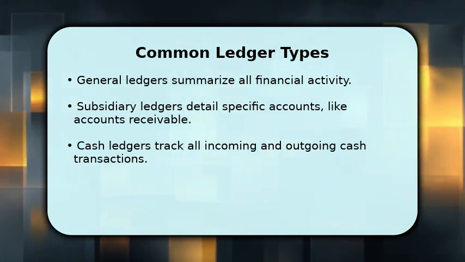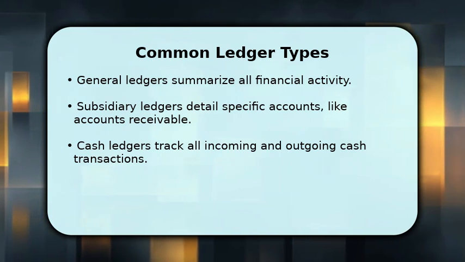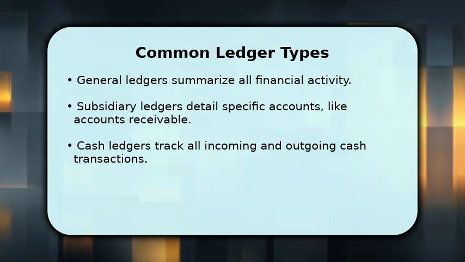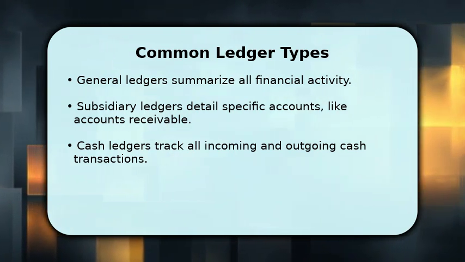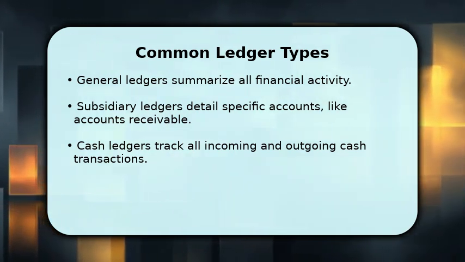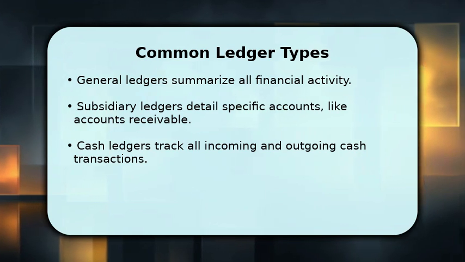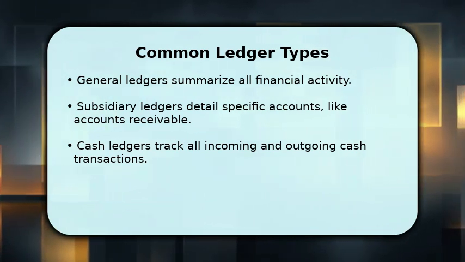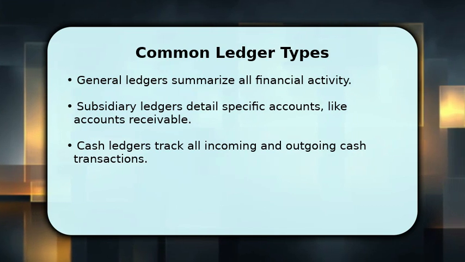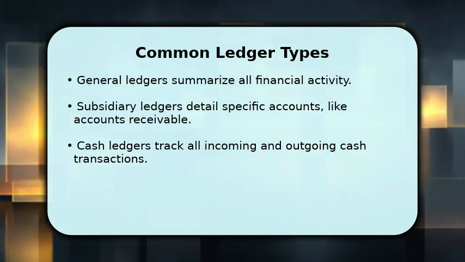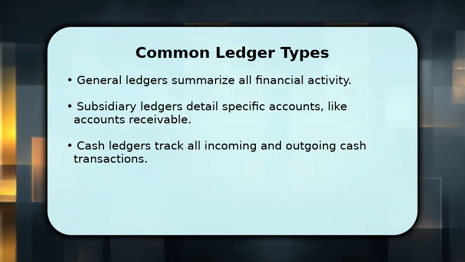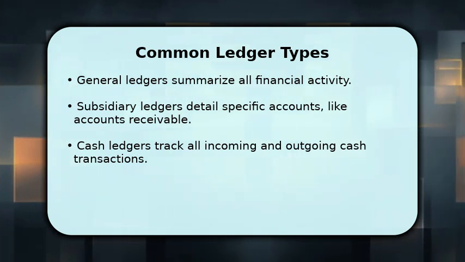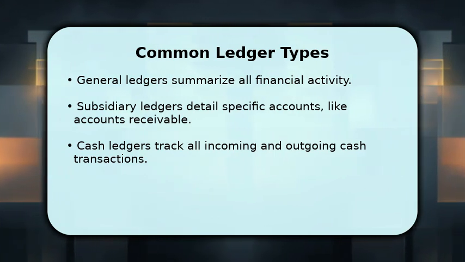The general ledger is the master record, summarizing all financial activity across every account. Then, you have subsidiary ledgers, which provide detailed breakdowns for specific categories, such as accounts receivable or accounts payable. A cash ledger, for instance, specifically tracks every cash transaction, giving you a precise view of your liquid assets. Understanding these helps you manage your finances effectively.